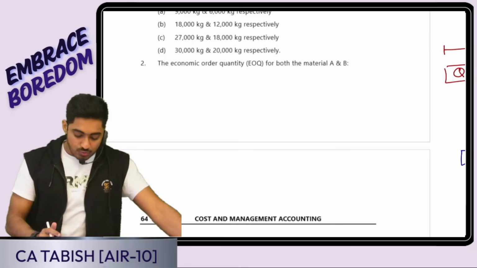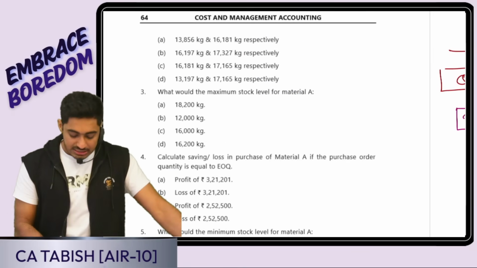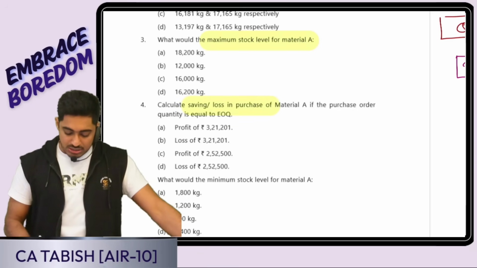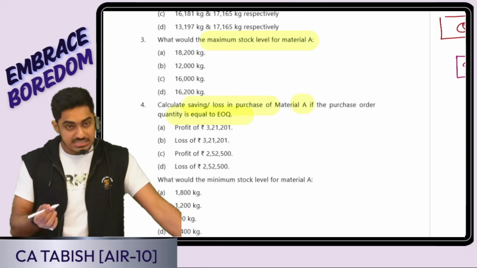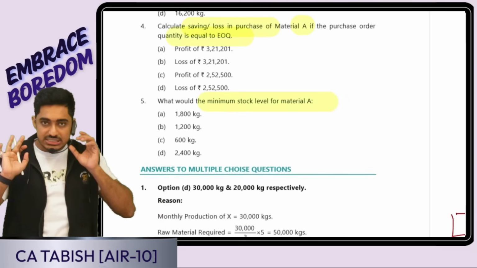Okay. What is the second question? What is the EOQ for A and B? Okay, great. Third question, what is going to be the maximum stock level? Fourth, saving or loss in purchase of A if purchase order quantity is equal to EOQ. Fifth, minimum stock level for material A. Okay, material costing chapter it is going to be.